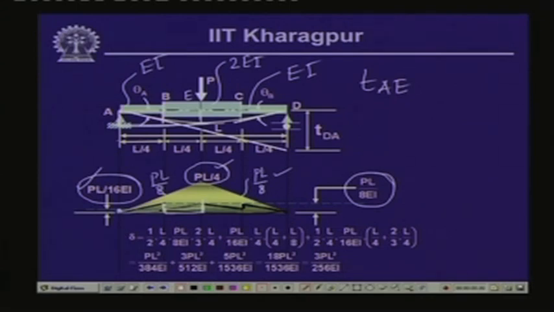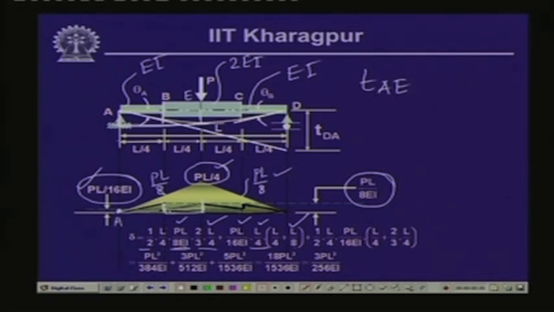For the first part, we have half into L by 4 as the length. Now, PL by 8 EI is the ordinate and the distance 2/3 of L by 4 is the moment arm of this area with reference to point A. Then for this rectangular part we have PL by 16 EI as the ordinate, and L by 4 as the length, that is the area. The moment arm of this area with reference to point A is L by 4 plus half of L by 4, which is L by 8. So, this is the moment of this rectangular area with reference to point A.